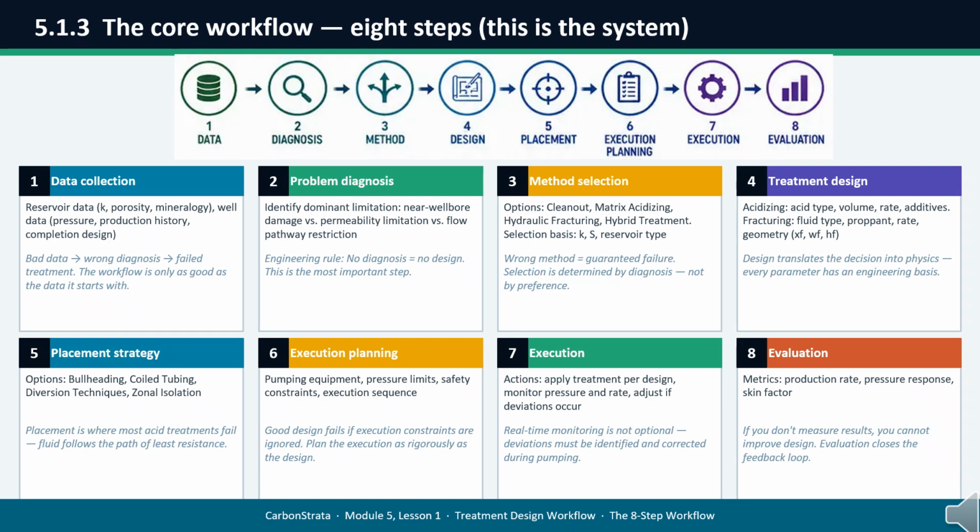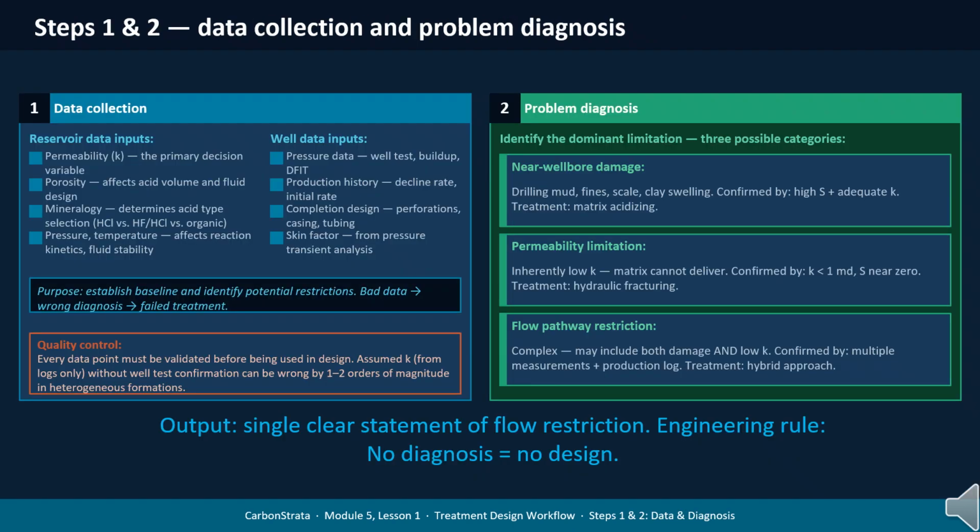So read this slide correctly. This is not a workflow to follow. It is the structure that prevents failure. Everything starts here. Not at method selection. Not at design. At data. Because every decision that follows depends on this step. Now separate the 2 parts of the slide. Data collection first. 2 types only.